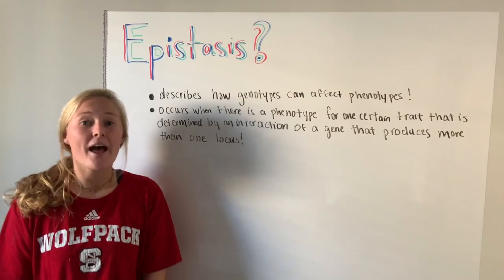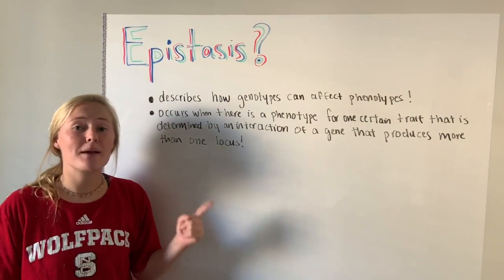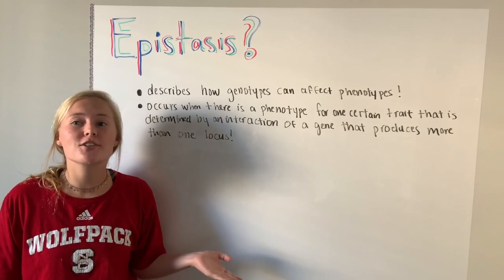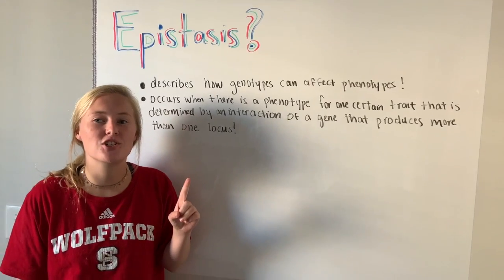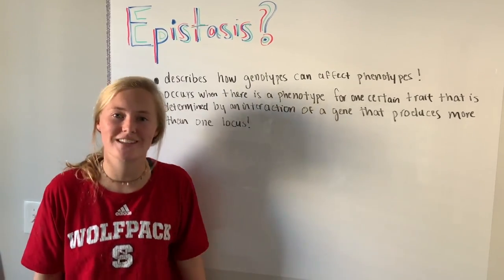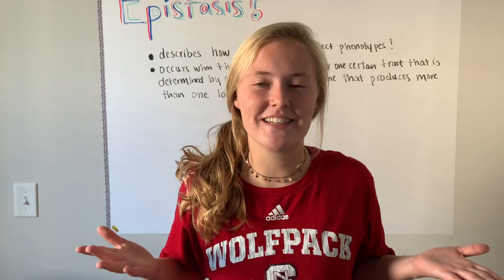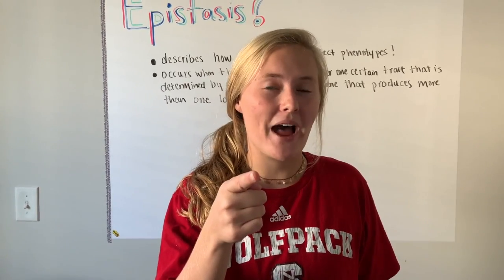Epistasis. What is this? Epistasis is how the genotypes affect the phenotypes. This occurs when the phenotype for one certain trait is determined by an interaction of genes at more than one locus. So how can we describe what epistasis is? Well, we can use an epistasis pathway.